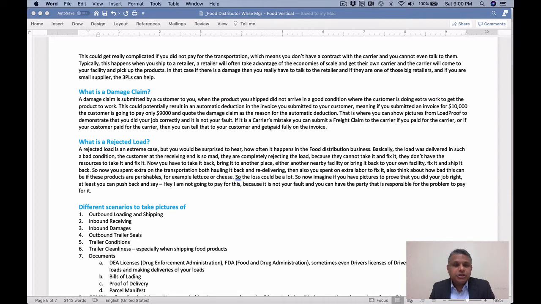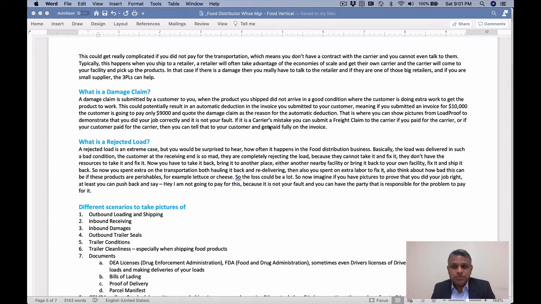So what is a damage claim? A damage claim is submitted by the customer to you, right? The customer got a damaged product and they're doing some extra work to fix it, and they're submitting a claim. This could also result in an automatic deduction in the invoice you submitted to your customer, meaning if you submitted an invoice for $10,000, the customer is going to pay only $9,000 and code the damage claim as the reason for the automatic deduction.